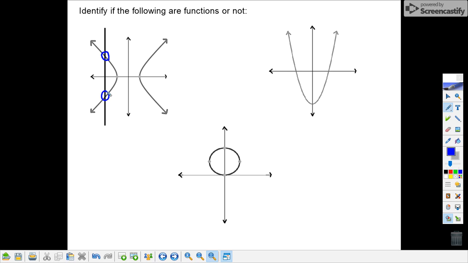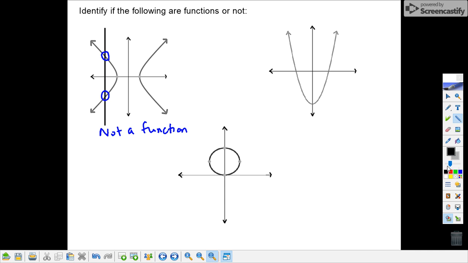So notice on this graph, I'm touching the graph twice. Since I'm touching it twice, that tells me it's actually not a function, because this is showing that there will be two outputs for one single input.